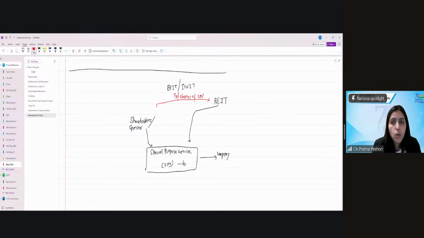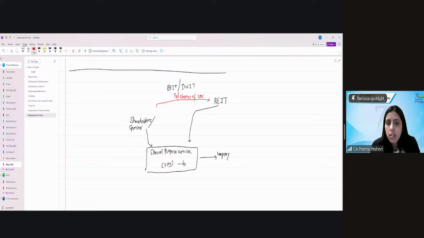Right? So what will happen? This SPV will become a subsidiary of the REIT. Yes or no? Clear? Yes? Yes or no, students?